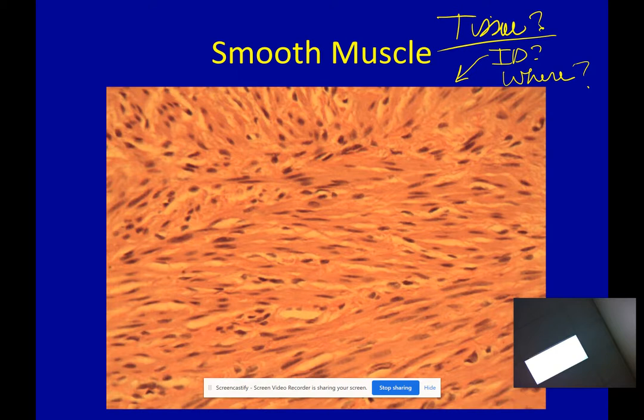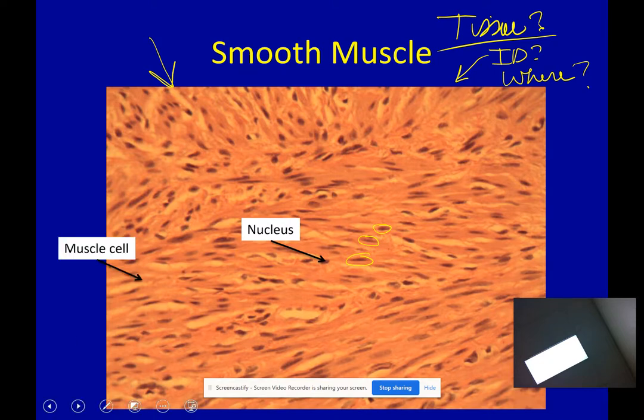Now, this is actually smooth muscle that's kind of been picked apart. It's been torn apart a bit so that you can actually see the individual cells. So you can see the nuclei. These dark purple spots are still nuclei. When you stain tissues, that's usually what they end up looking like. And then the muscle cells are the pink parts. So that pink part that you see is actually an individual cell.